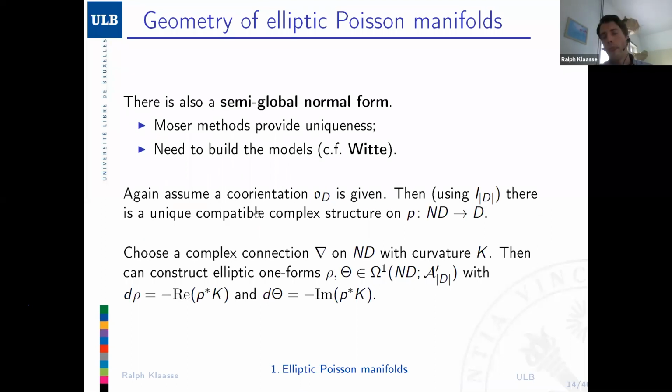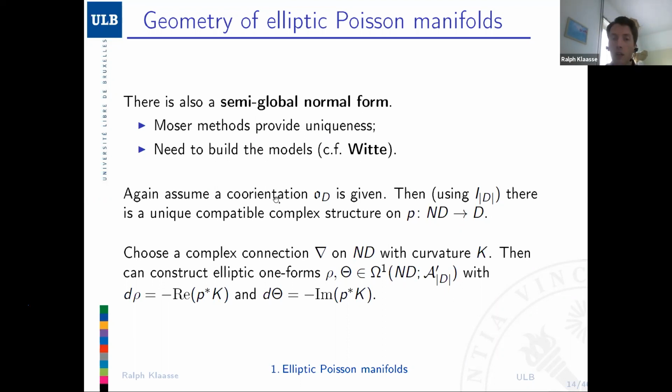Okay, so one thing that you can also prove, and that's something you might want, is not just the pointwise Darboux model, but in fact the semi-global normal form. And I might have the time to discuss this a little bit. This is based on the work of Aldo Witte. So I told you before that the Lie algebras we use here have Moser methods at their disposal. And that doesn't just work pointwise, it also works semi-globally. But of course, one thing you then need is to build the models to which you want your structure to be equivalent. And here is an outline of how to do that.